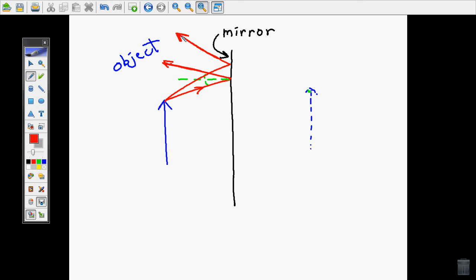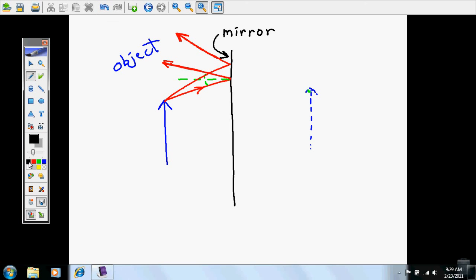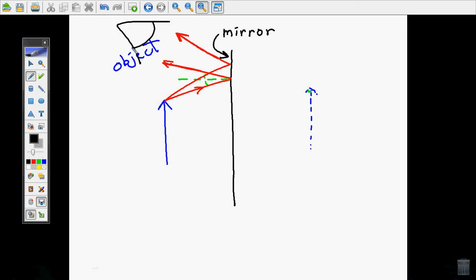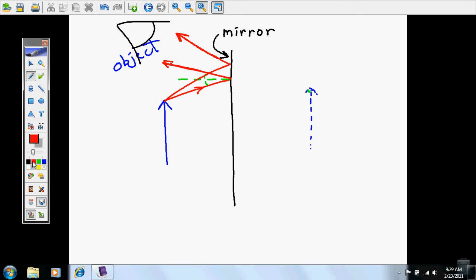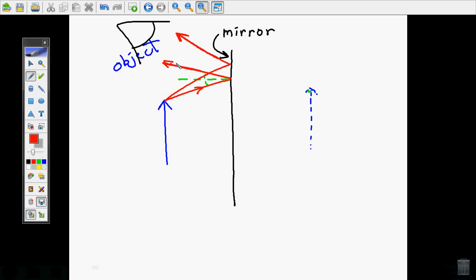However, if somebody was looking and catching those reflected light rays, their eye would be faked out, and where would their eye think that those light rays came from? Well, if you extend those bounced off rays, those reflected rays, back, those light rays appear to be coming from here.